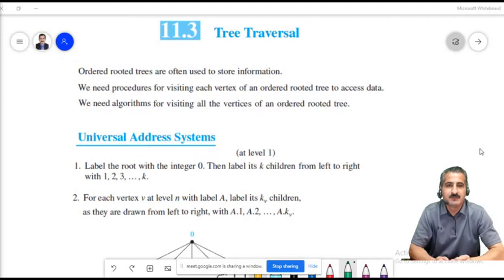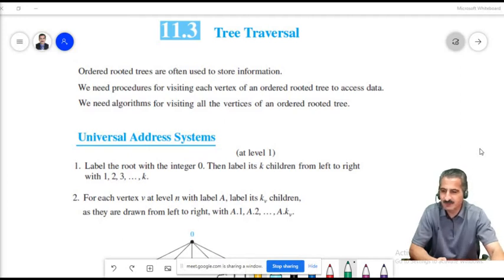There are algorithms that we follow to visit the vertices. Each one of these algorithms has some advantages according to the applications that we are using the trees for. So okay, first let's see what we have here.